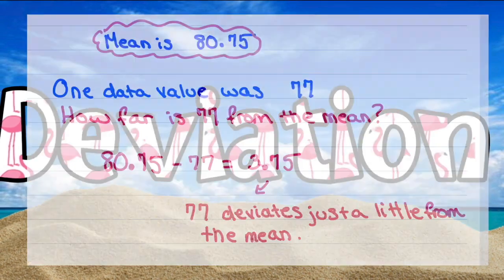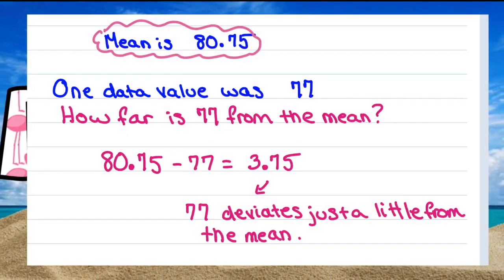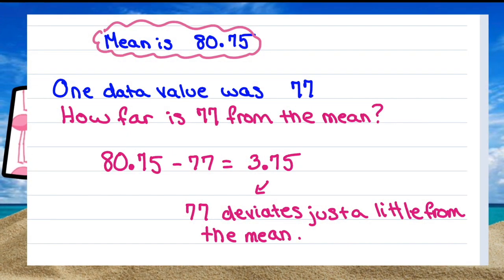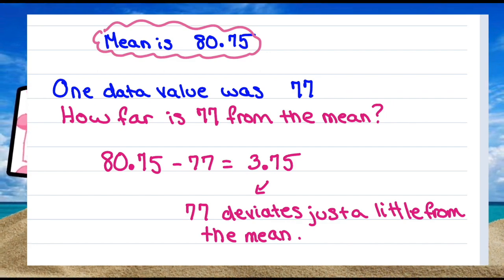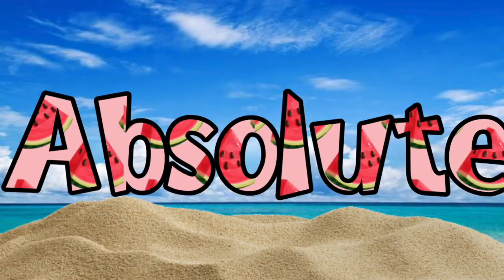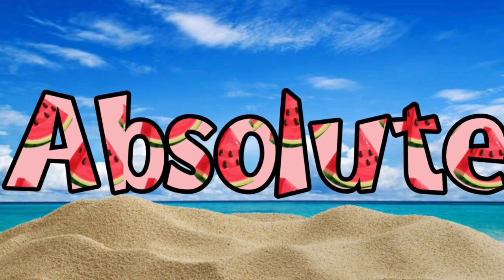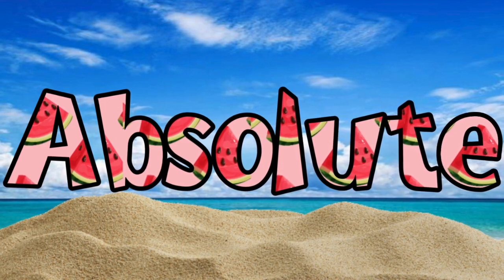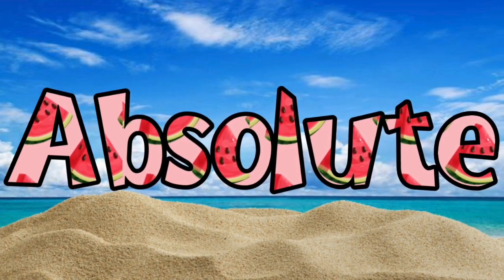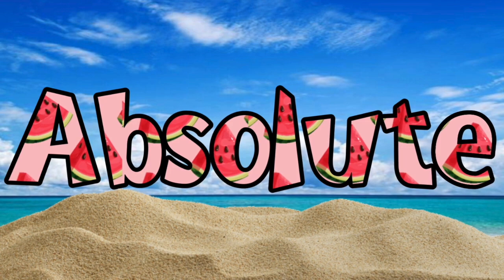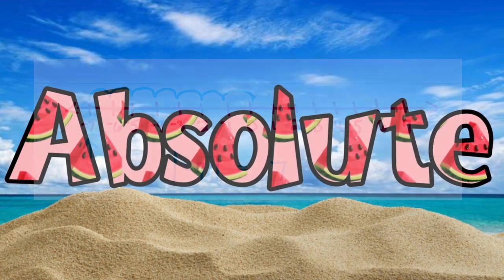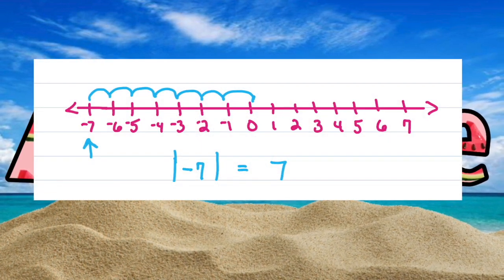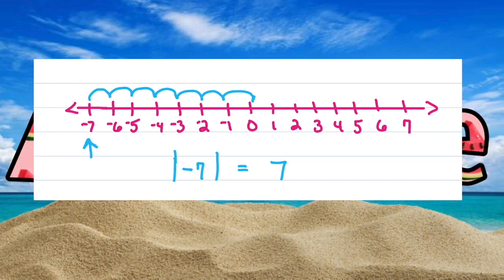Deviation is the difference between a data value in a set and the mean of a set. So how much it deviates. Absolute value is just the distance of any value on a number line from 0. So even if it's a negative number, it's still going to be positive when we take the absolute value of it because, for example, -7 is just 7 spaces away from 0.